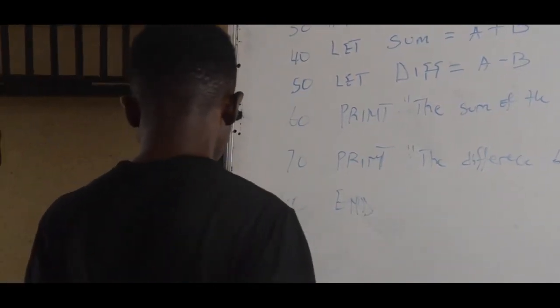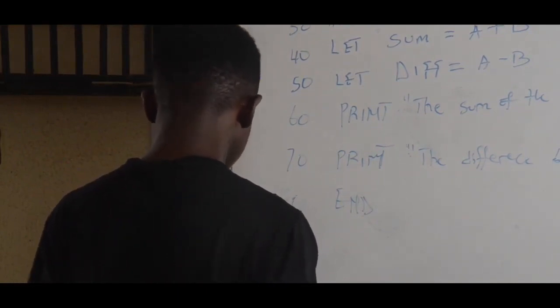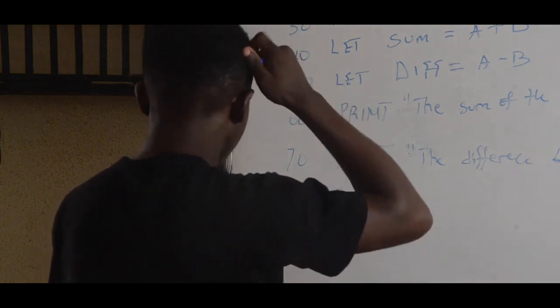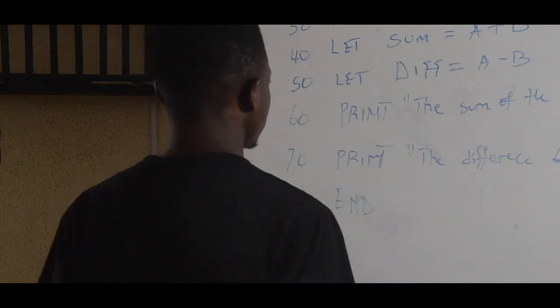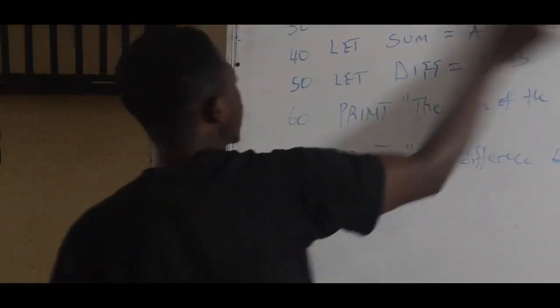So the second example that I have here is a program to calculate the perimeter and area of a rectangle. So now I would like to clear this.